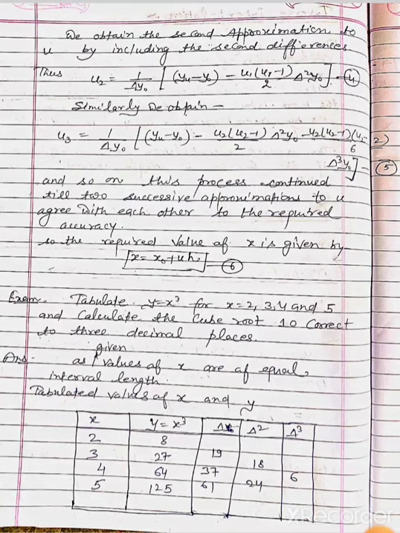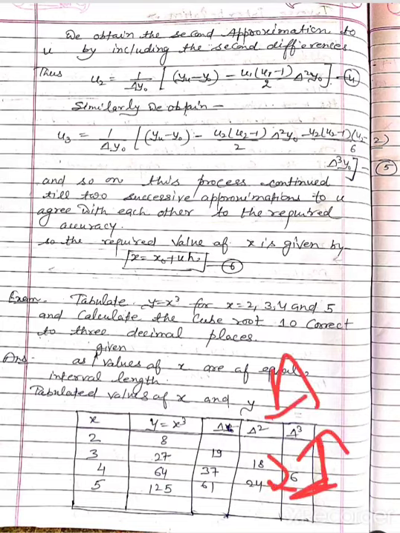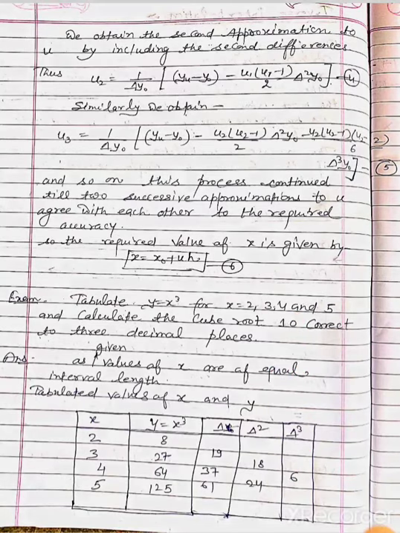Next, we calculate the third forward difference, delta cube y. Subtracting 18 from 24, we obtain 6. This is related to delta cube y0. So we have calculated delta square and delta cube. Now in the formula we use the values of delta y0, delta square y0, and delta cube y0.